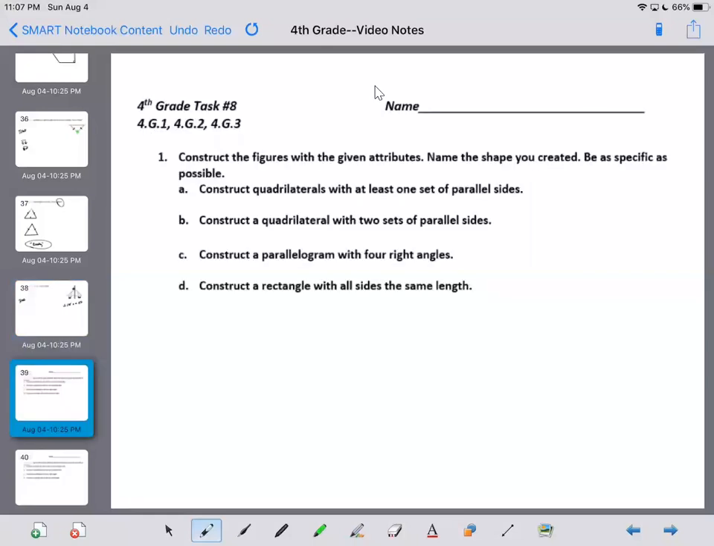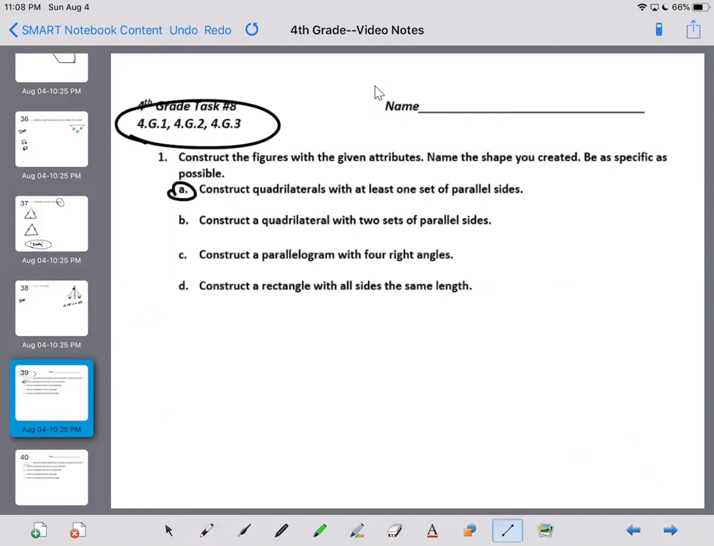And that concludes task 7. So looking at task 8, we're going to do some more constructing. So notice the standards, G1, G2, G3. It's all going to involve two-dimensional figures, thinking about lines of symmetry, thinking about parallel, perpendicular lines. So that's what those 3 standards together highlight. So construct figures. Let's look at the first one. Construct quadrilaterals with at least one set of parallel sides.